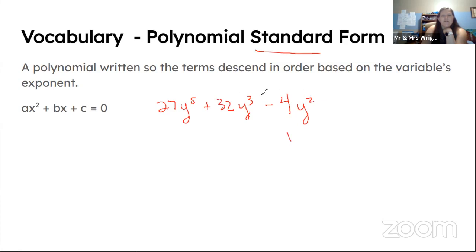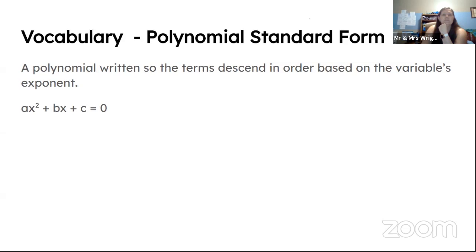So 5, 3, 2. It does not matter if they go in order. You can go from 5 to 3 and miss 4 when it's in standard form. It doesn't change. It's still in standard form, okay? As long as it's going down in order. And that is the end of our vocabulary that we had in Module 1.